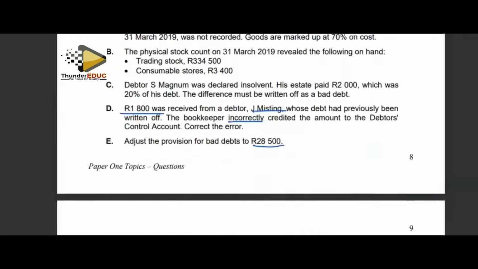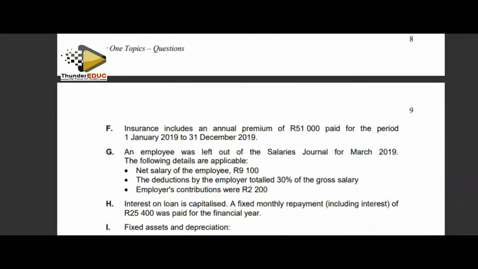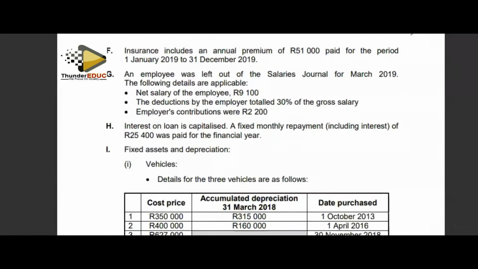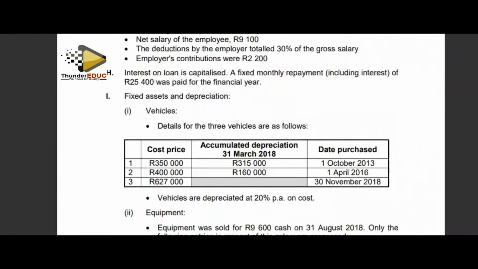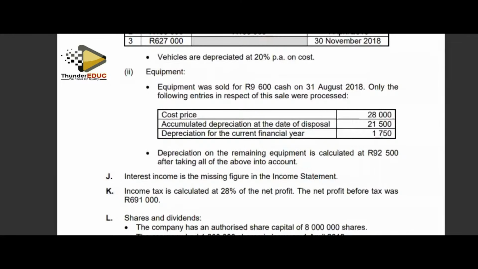We need to check if we made an insurance, includes, no, an employee, no, interest loan, no, actual depreciation, vehicle, actually depreciated at that. Equipment was sold, yes, thank you. So we sold an equipment. I think the item we need is here. They're saying equipment was sold for 9,600, okay? Cash, on 28 February 2018.